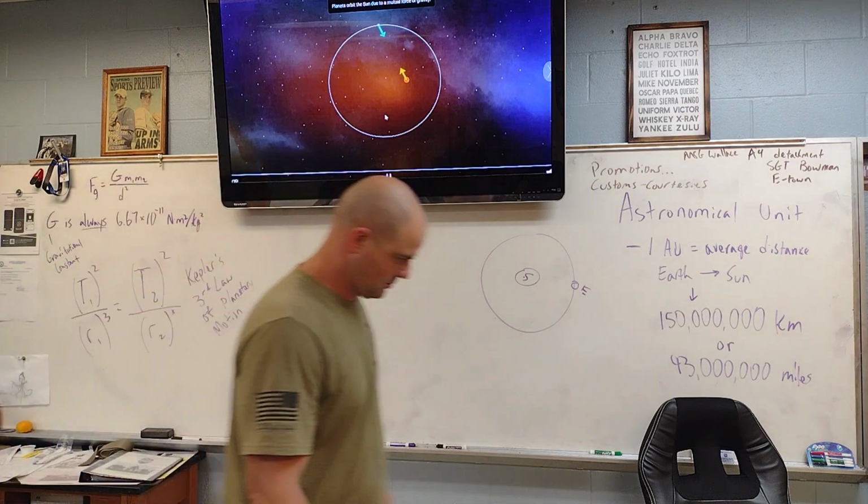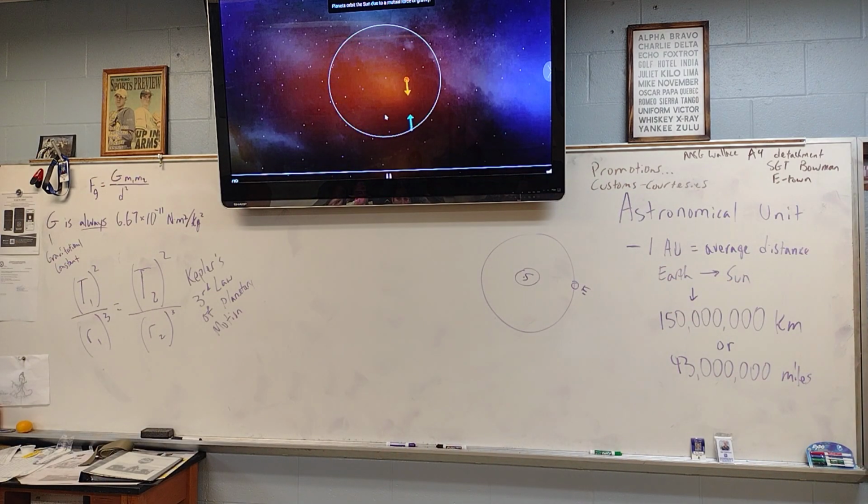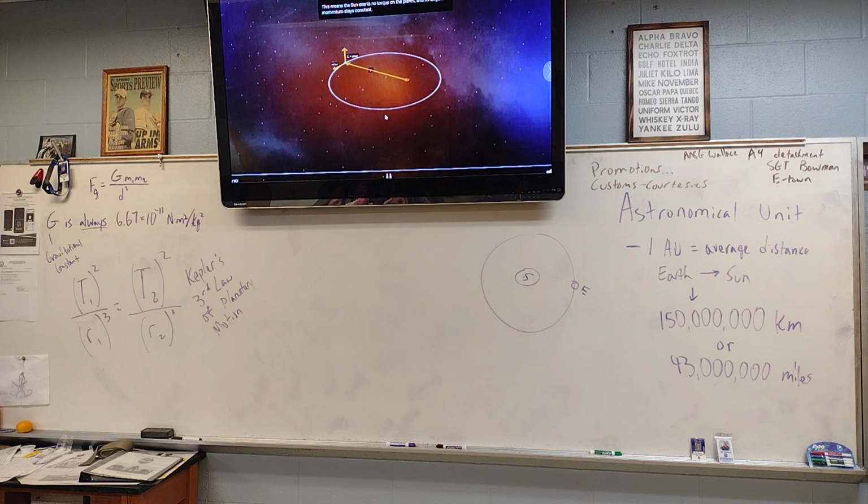Planets orbit the sun due to a mutual force of gravity. The force of gravity acting on the planet is anti-parallel to its position vector. This means the sun exerts no torque on the planet, and its angular momentum stays constant. A consequence of this is that the planet travels more quickly when near the sun than when far away. The total energy of the system is conserved.